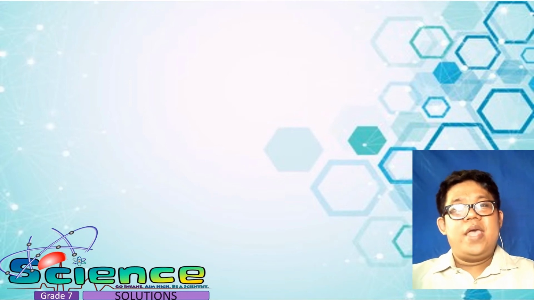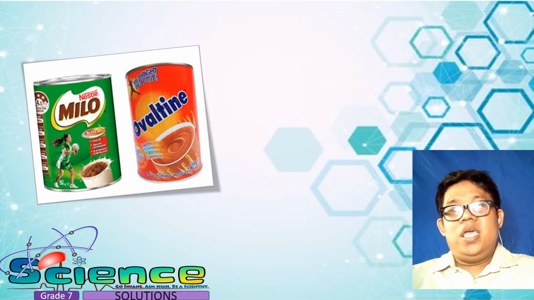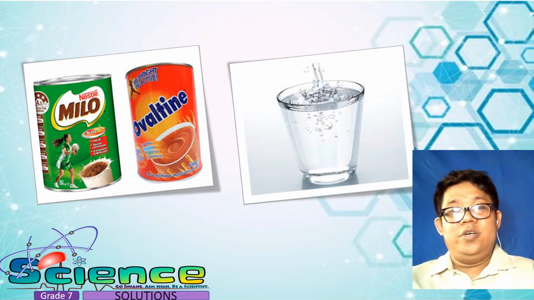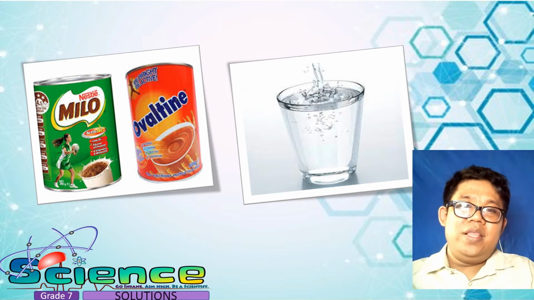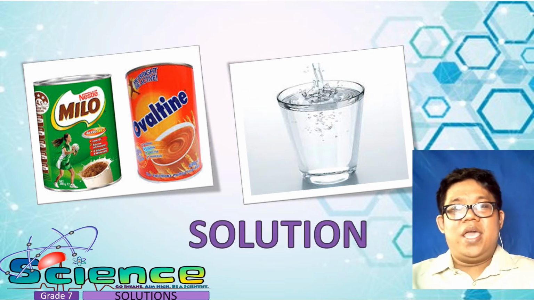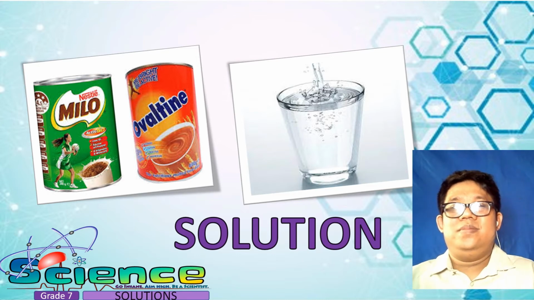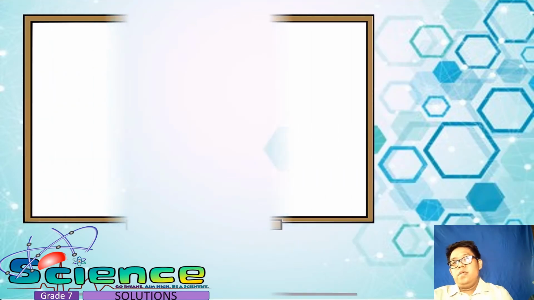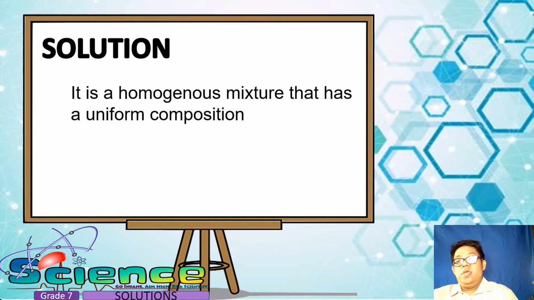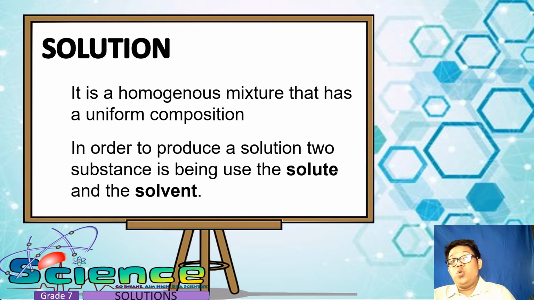Every morning, I believe that you want to drink a chocolate. We simply mix chocolate powder in hot or cold water. By doing this, we are now making a solution. A solution is a homogeneous mixture that has a uniform composition. In order to produce a solution, two substances are used. We have the solute and the solvent.